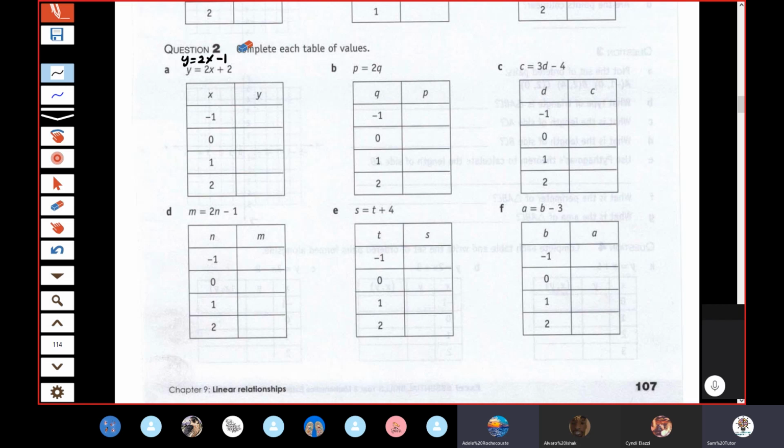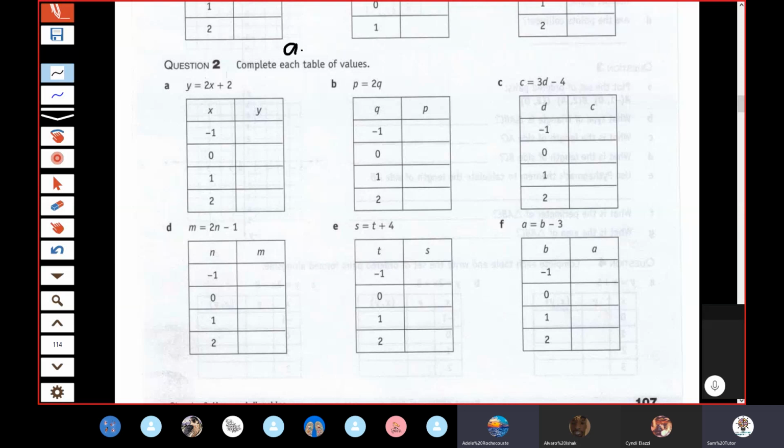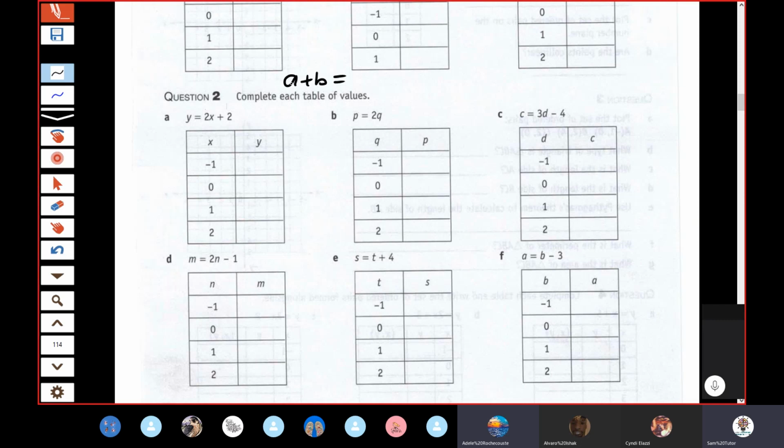Do you get the idea of replacing? Kind of. So if I told you a plus b equals, and I told you a is 2 and b is 3, what would you say a plus b equals? 23. Oh no, 2 plus 3, 5. Yeah. So can you see how you're replacing? Or substituting? So same thing here.